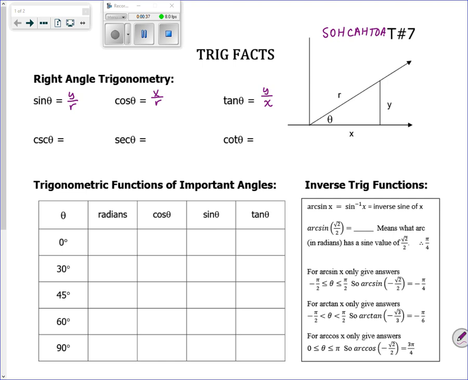Now remember, cosecant, secant, and cotangent are called the reciprocal functions. So yes, cosecant is r over y, flip the sine. For secant, I'm going to flip cosine. And for cotangent, I can say flip tangent, or x over y.